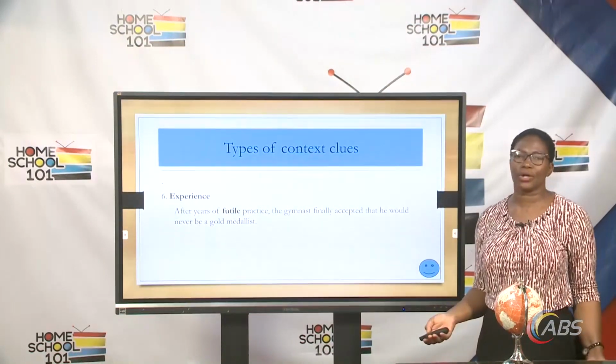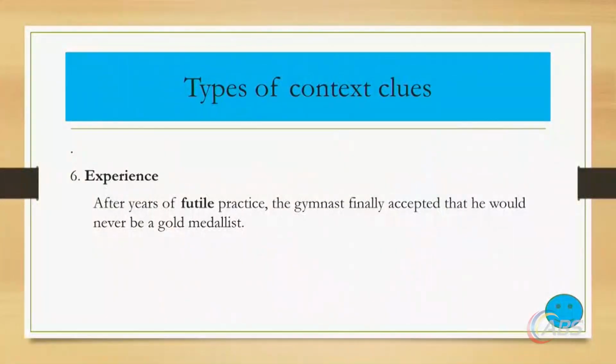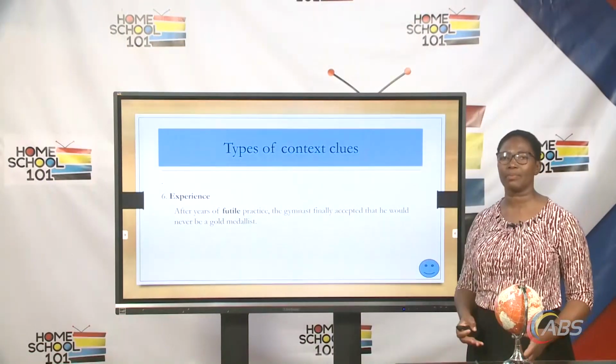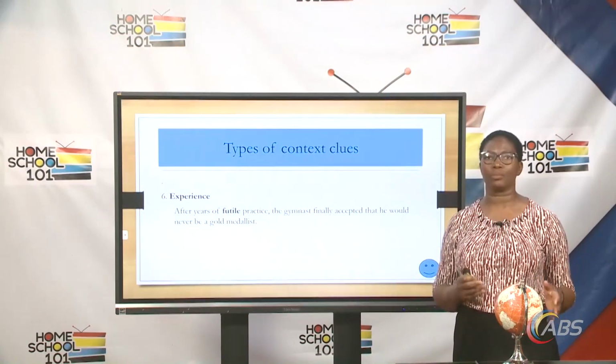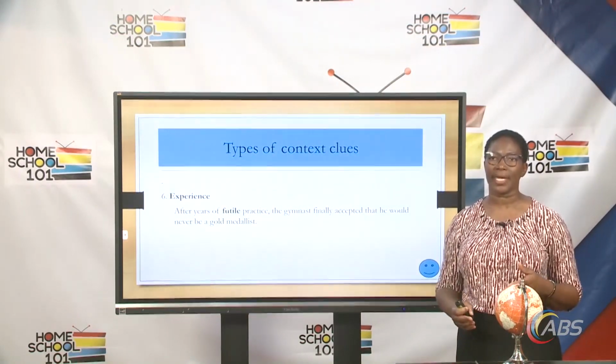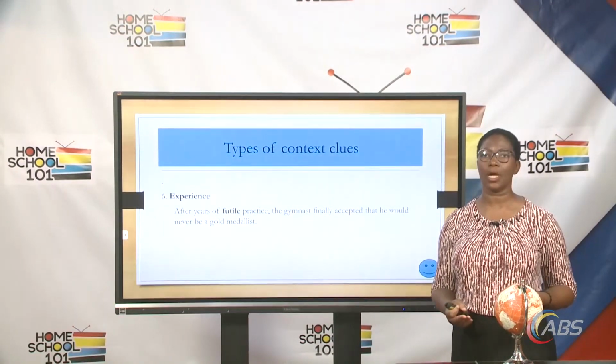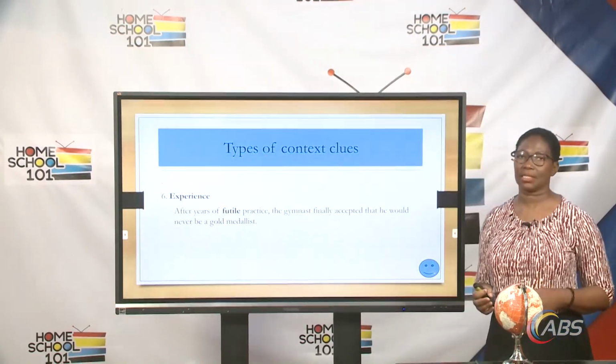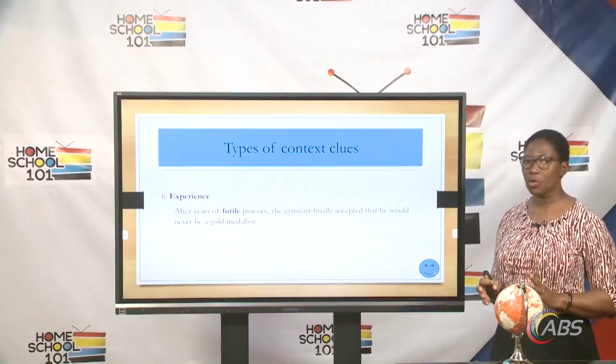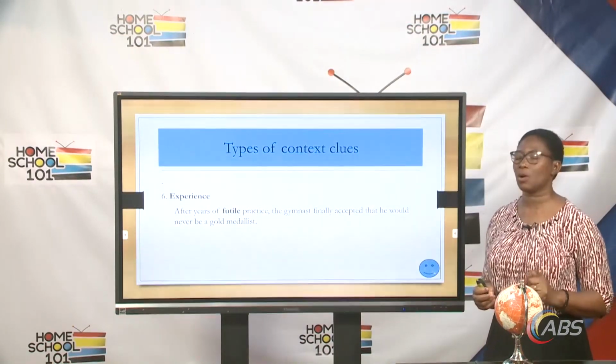Finally, just use your experience. So, after years of futile practice, the gymnast finally accepted that he would never be a gold medalist. And we know that at the Olympics, people practice for years, and the objective is to get better so that they can ultimately win a medal at the games. And most definitely, everybody aims for a gold medal.